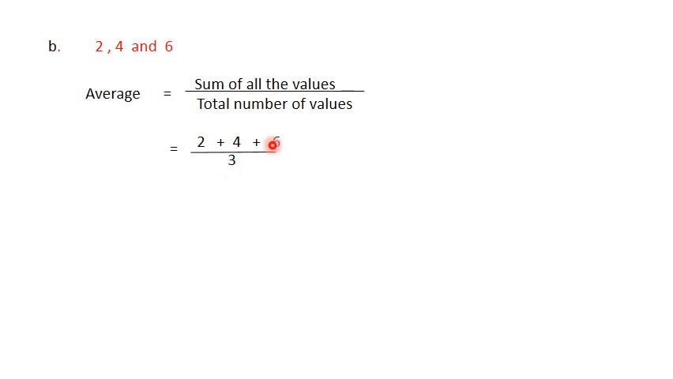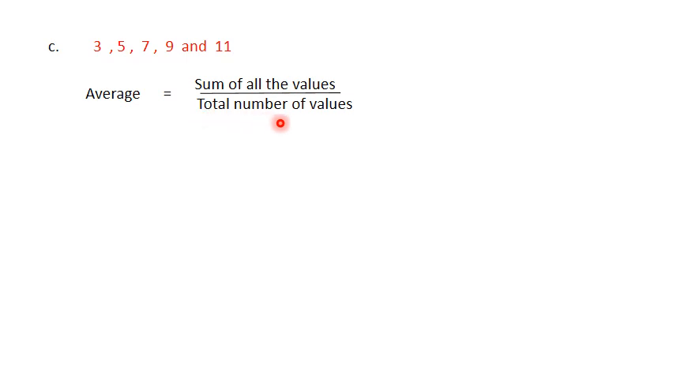So students, see here, 6 plus 4, 10. 10 plus 2, 12. So we'll write down here 12 upon 3. And 12 upon 3 means what? 12 divided by 3. 3 ones are 3, 3 fours are 12. So finally we'll write down average of 2, 4 and 6 is 4. I hope students you understood this very much and it's very easy. Let's do the next one.